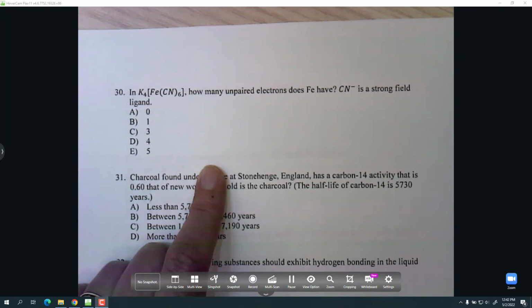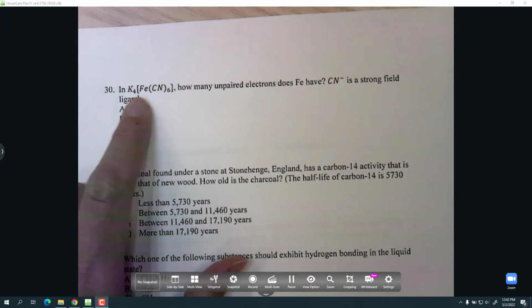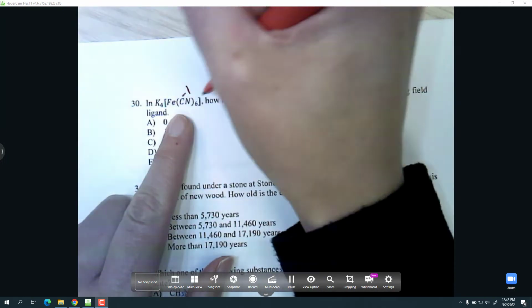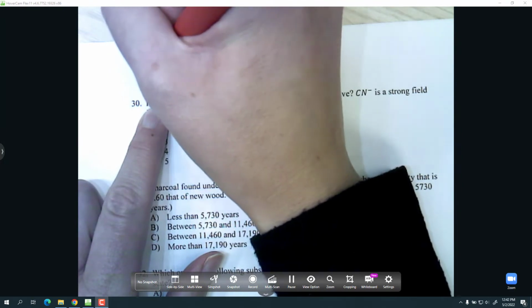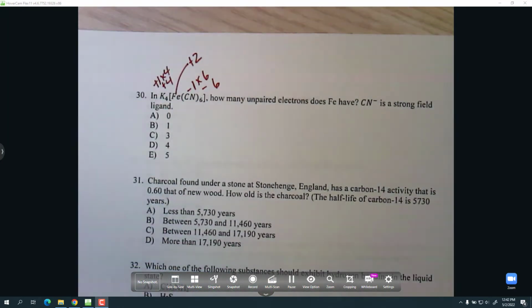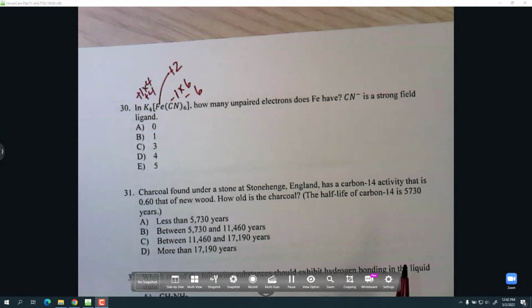All right, potassium and then this iron cyanide thing. How many unpaired electrons does iron have? CN- is a strong field ligand. So I need to use this to figure out the charge of the iron, to figure out how many electrons I even have. These are -1s, and there are 6 of them, so that's -6. Potassiums are +1, and there are 4 of them, so that's +4. So my iron must be +2 to make that come out neutral. It's a strong field ligand, which means a lot of splitting between the 2 levels.